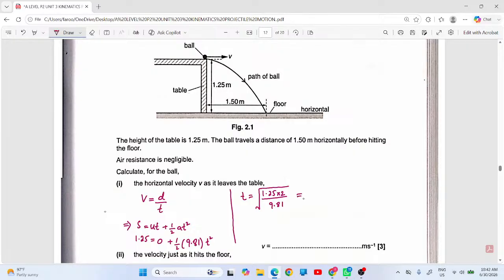Answer है आपकी? Full value बताएं. 0.504. Now substitute this value. 0.505. So the horizontal distance is 1.5 divided by the time, 0.505.